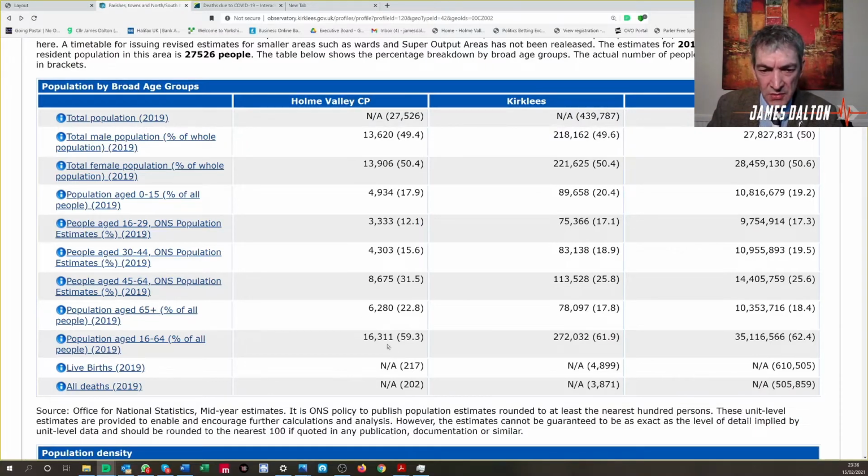and we've got 16,311 of working age in the parish, nearly 60%. This is also a statistic worth noting: deaths in 2019 is quite a low number actually for a population of 27,526. It represents less than 1%, which would not be an abnormal average currently with our demographic breakdown.